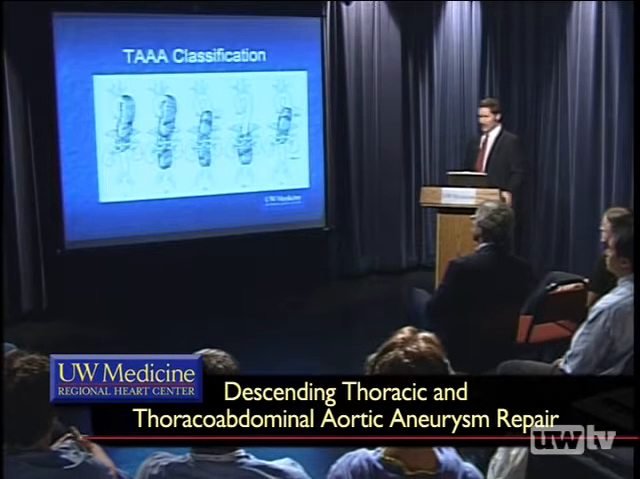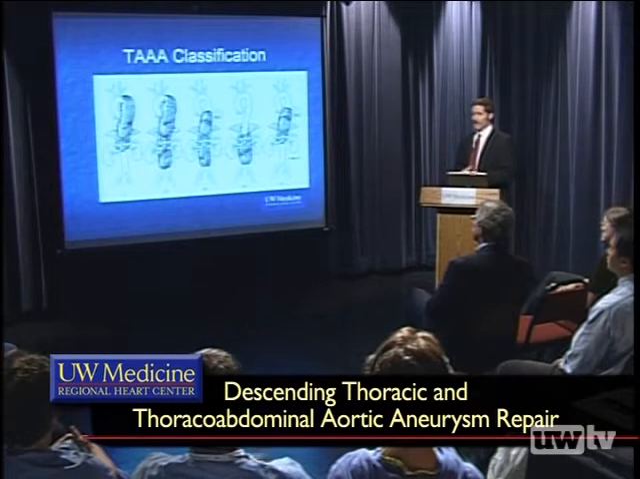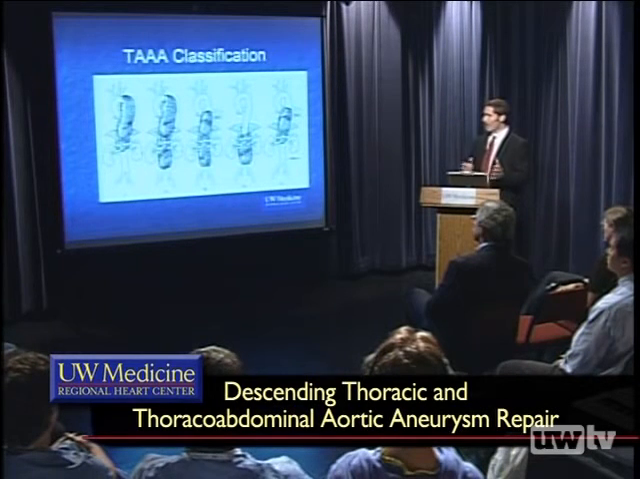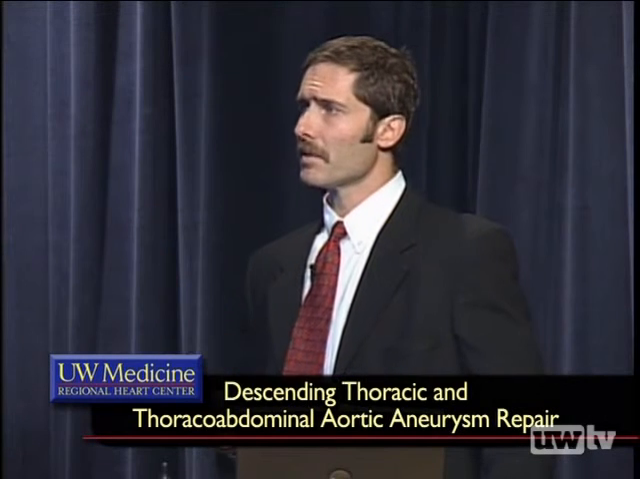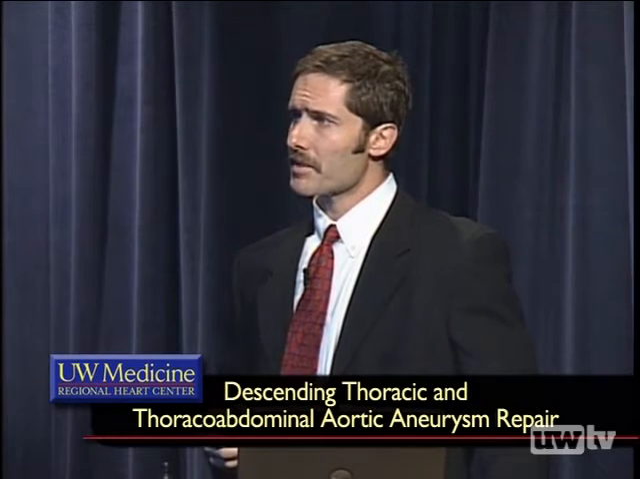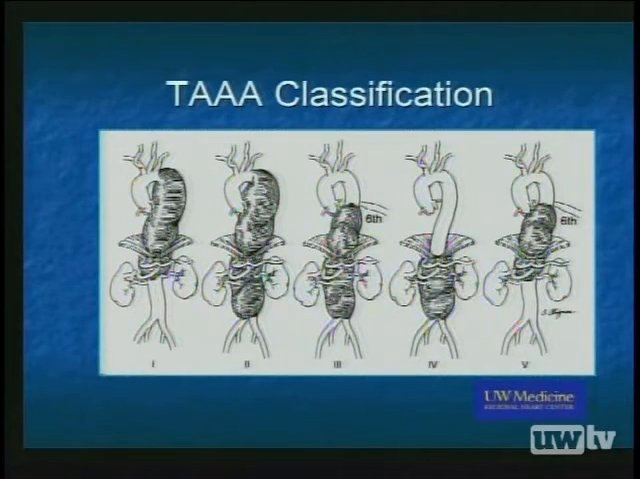These aneurysms are classified with two different schemes. Thoracoabdominal aortic aneurysms are classified by extent 1 through 5. An extent 1 aneurysm begins just after the left subclavian and goes down to involve the entire thoracic aorta and stops just short of the renal arteries in the abdomen. Extent 2 involves the entire descending thoracic aorta and entire abdominal aorta.